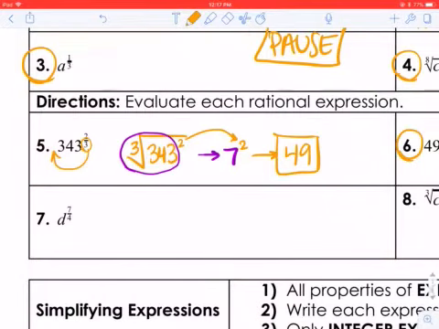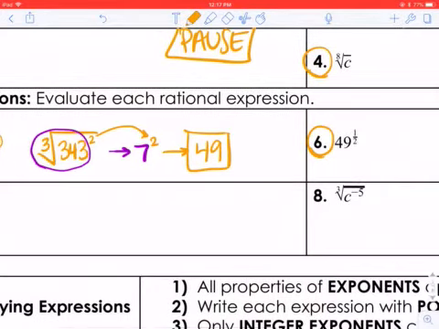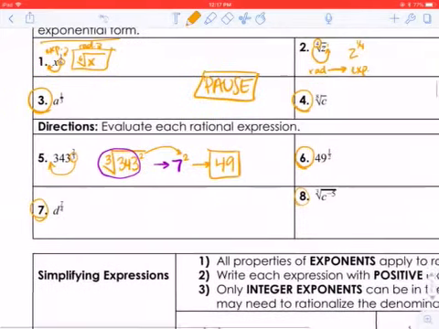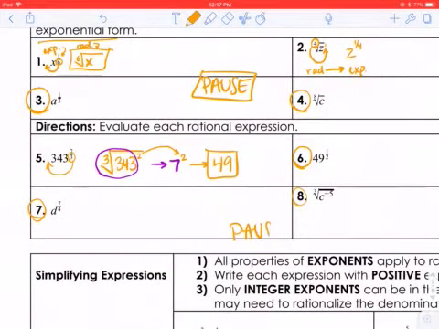Go ahead and try number 6, number 7, and then try number 8. Go ahead and pause your video.